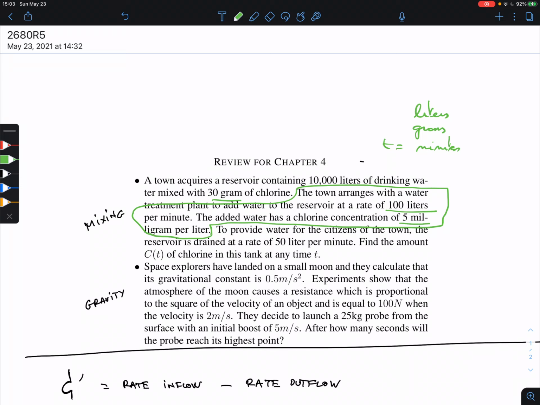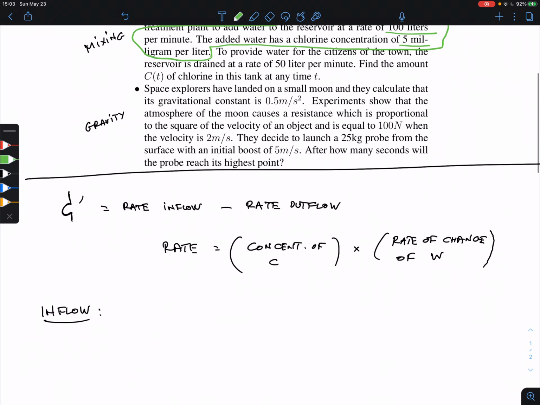So t is in minutes. This is grams and liters. Now I say 5 milligrams here, so we have to be careful. A milligram is one thousandth of a gram. So what does that mean then? The concentration of Clorox. Not Clorox, of chlorine. Clorox would be a bit too, only silly presidents want you to consume Clorox. Okay, so what is the rate here?